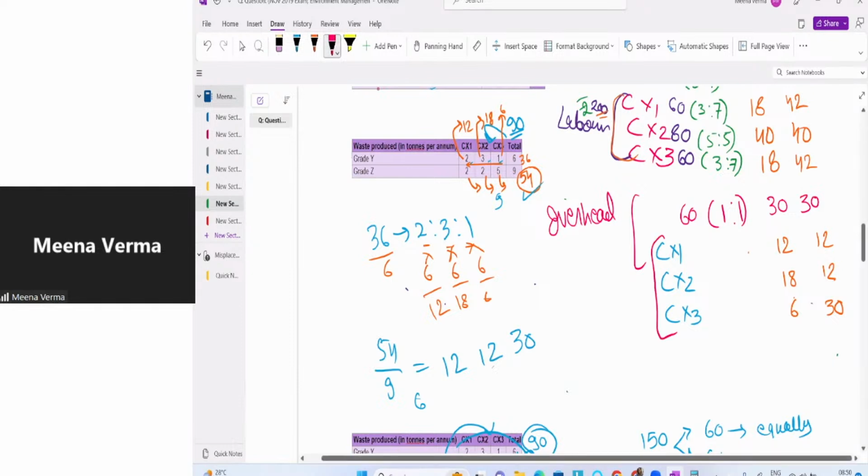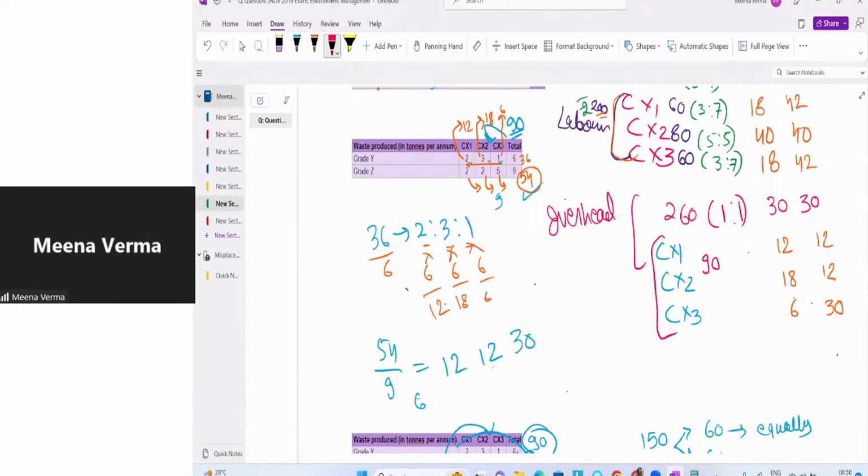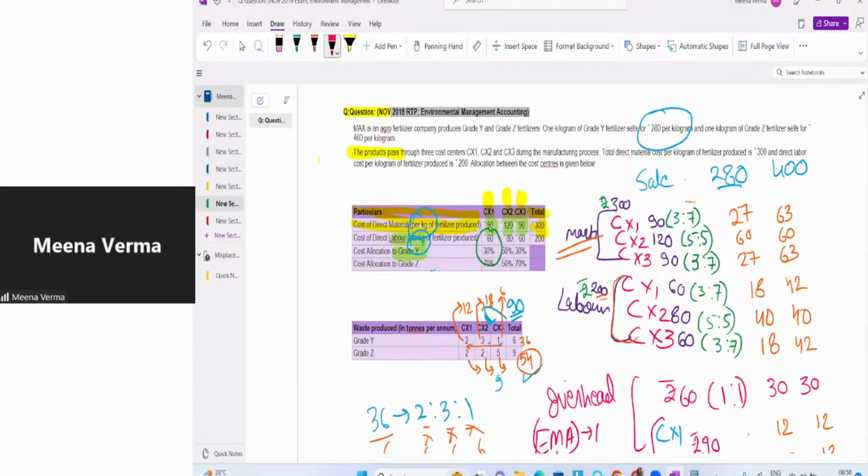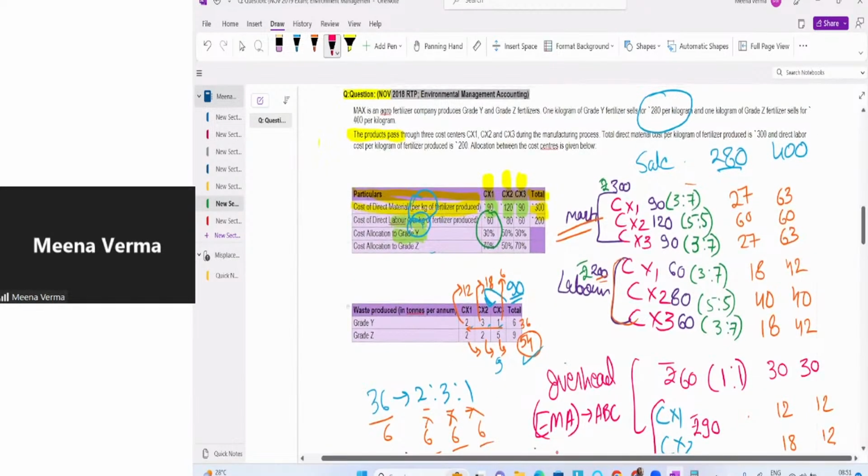Here you are allocating the overhead of 90 rupees, and here you have allocated the overhead of 60 rupees. So the overhead is allocated on the basis of environmental management accounting, activity-based costing. Here we have allocated the same 150 overhead cost, considering whatever information they have provided.